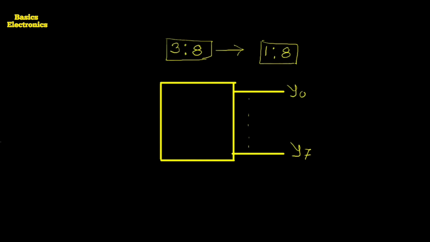Here the data line is a single data line, the data input D, and we need to pass the data line towards the output side with the help of the 3 select inputs. So we can give the 3 select inputs, and inside this we write 1:8 demultiplexer. This is the normal symbol.